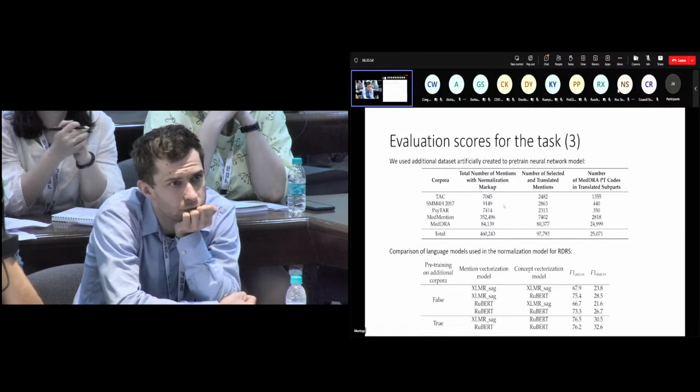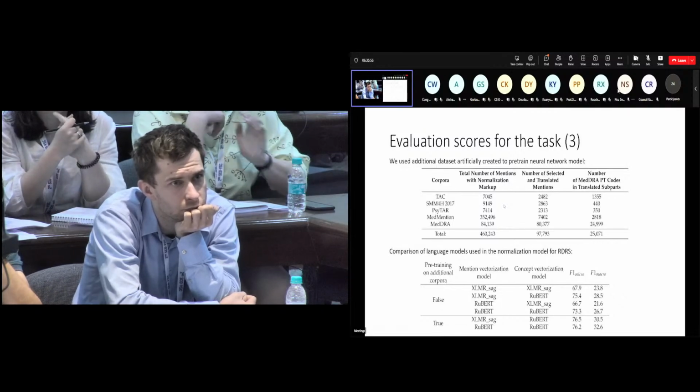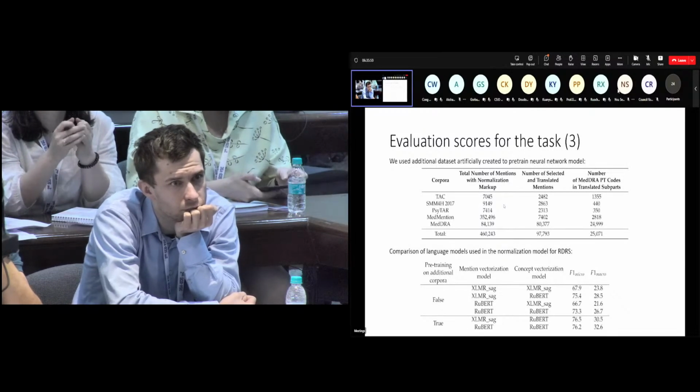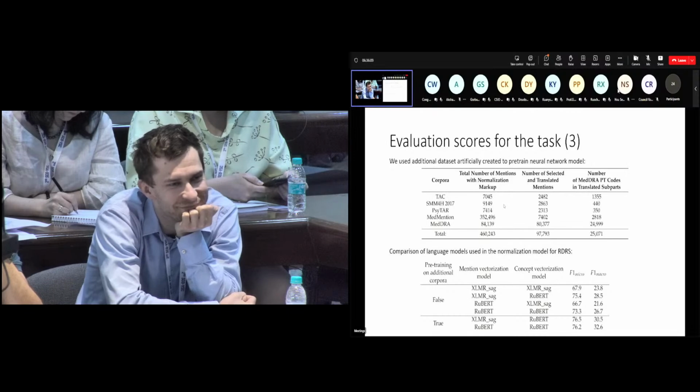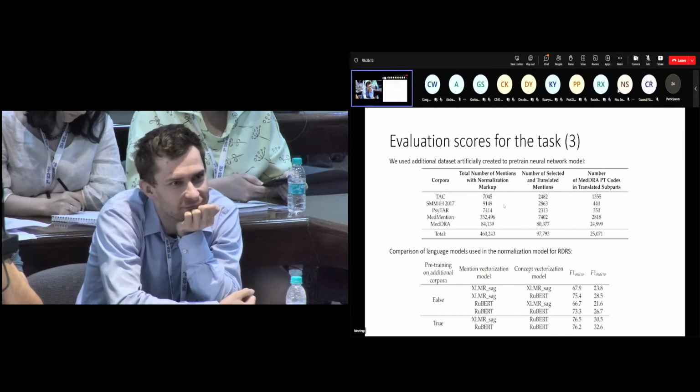For training the vectorization model, we used an additional dataset artificially created using English corpora with normalization labels. These corpora were translated into the Russian language with the Google Translate service. The comparison results of various configurations of the normalization model are presented in the table below.